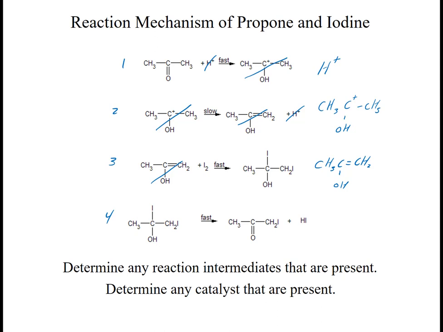Okay, I have I2. I2 doesn't appear anywhere else, so I leave it. I have the CH3, CH2I, and OH. And if I look, it's also right here. So I have CH3, C, I, CH2, I, OH. Okay, so I've checked all my reactants, and by checking all my reactants, I don't have to check all my products. So now I need to go back and identify them.